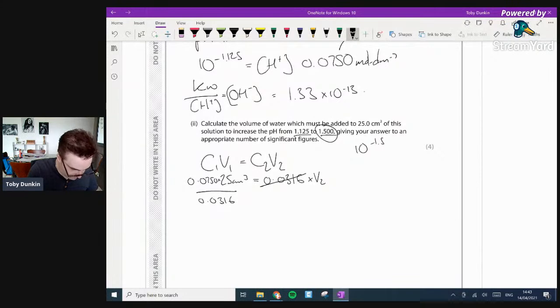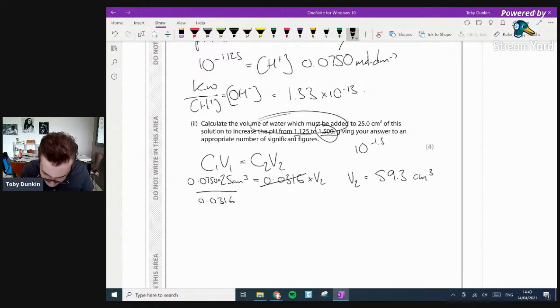So 0.0750 times 25 divided by 0.0316, and I get a new total volume V2 of 59.3 centimeters cubed. Now it asks you for how much must be added, which means I need to do 59.3 minus 25, and I can answer 34.3 centimeters cubed of water.